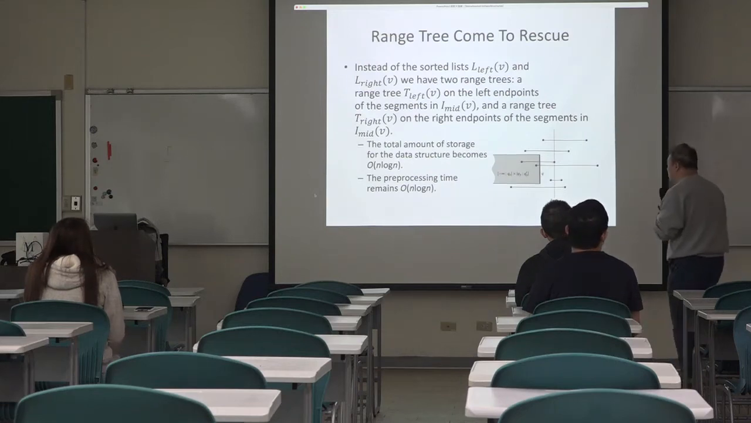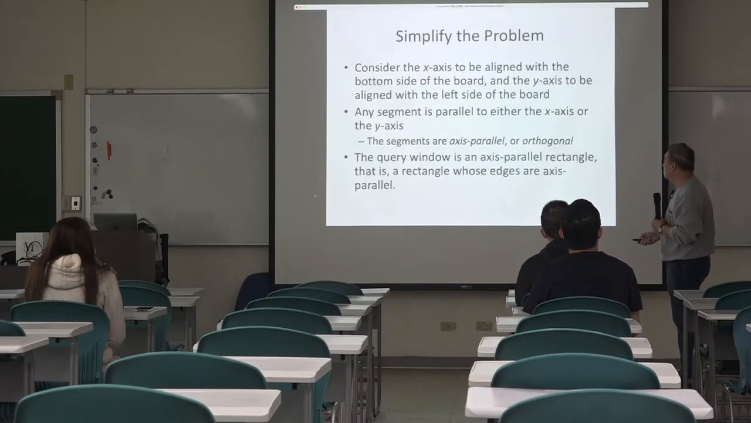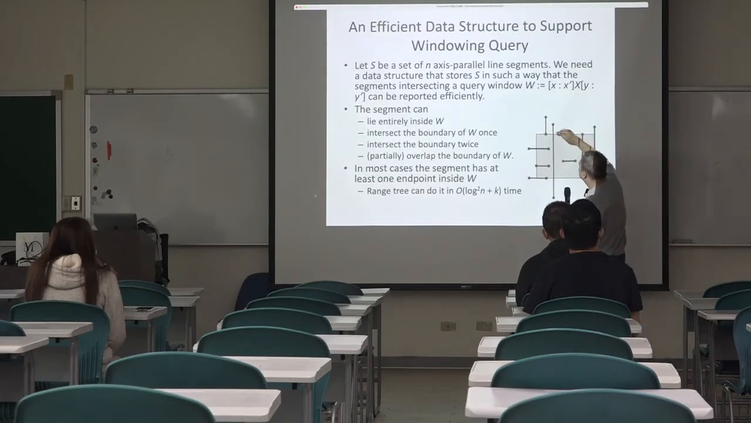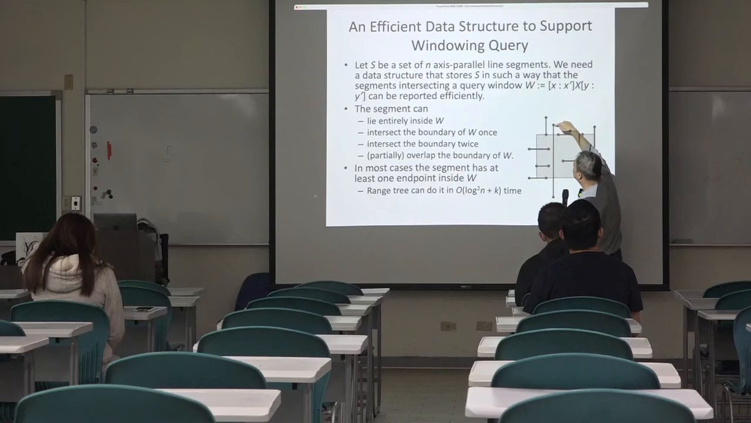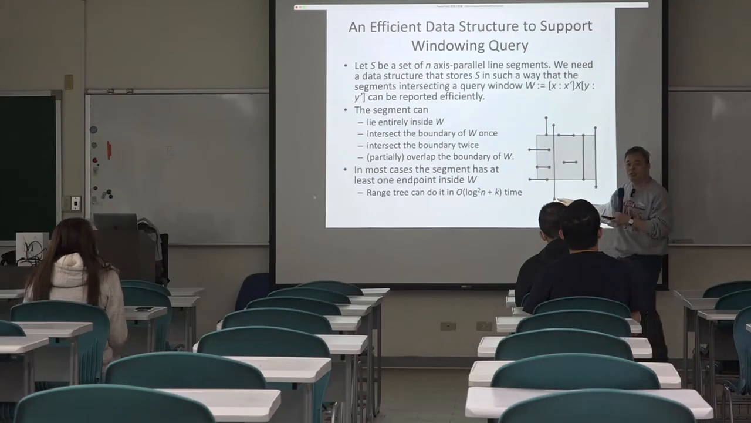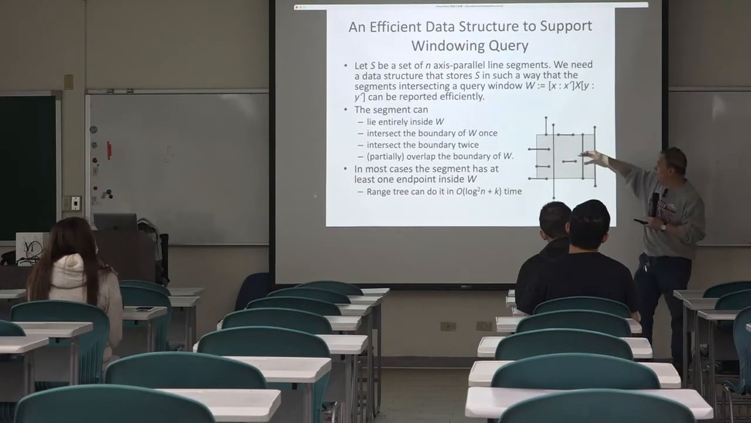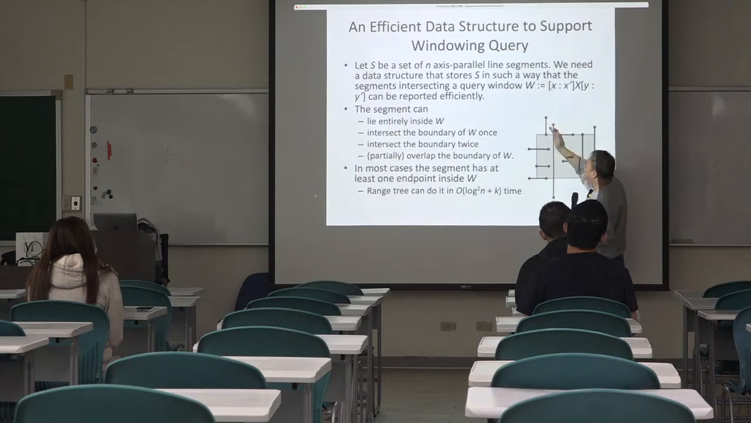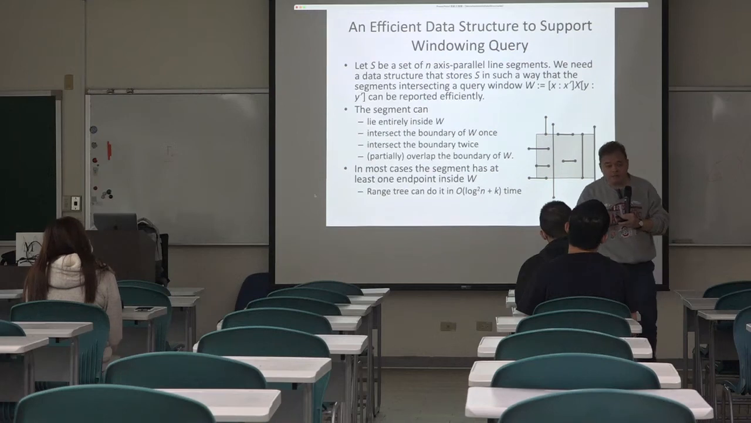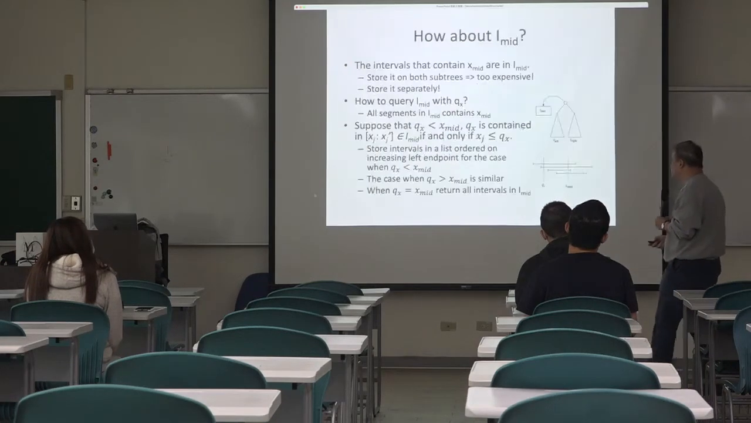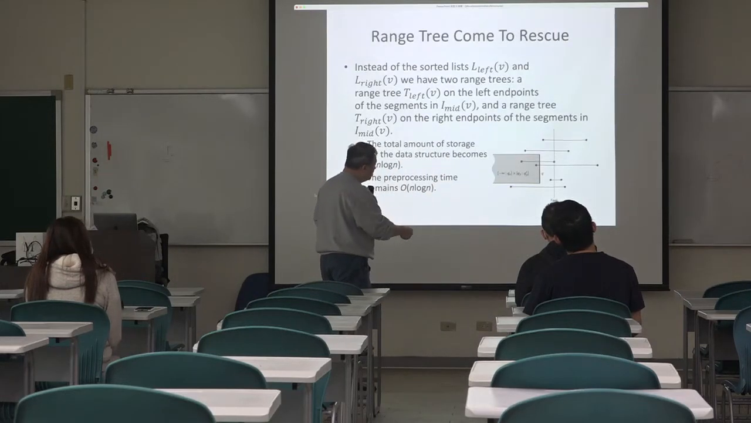Either one will help you to identify this one. For this segment, you use either the top one or the bottom one. The top one will find this endpoint, the bottom one will find this endpoint. So either one will give you this segment anyway. So you don't need to do both sides. You just do one side, and that's good enough. Hopefully that answers the question why this one doesn't look like a window query.